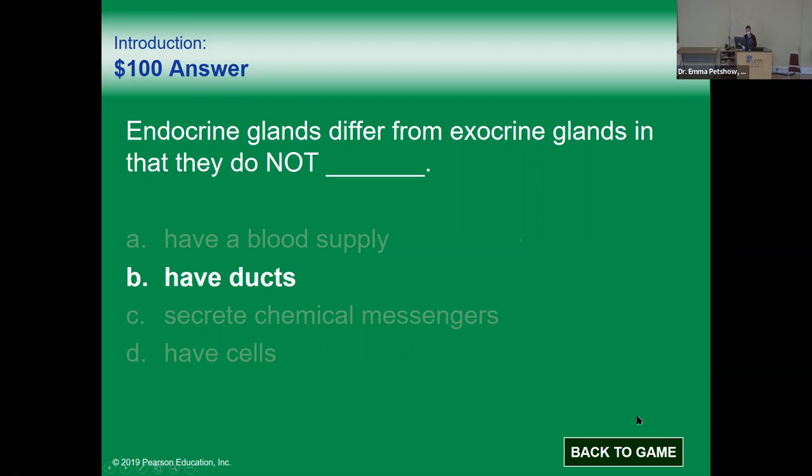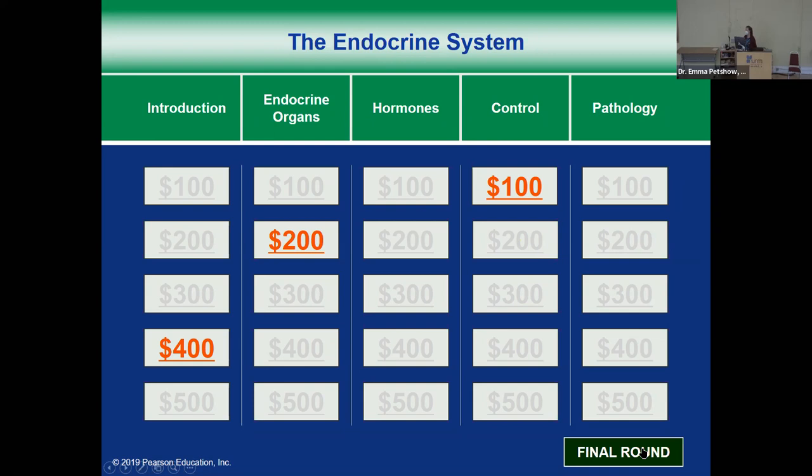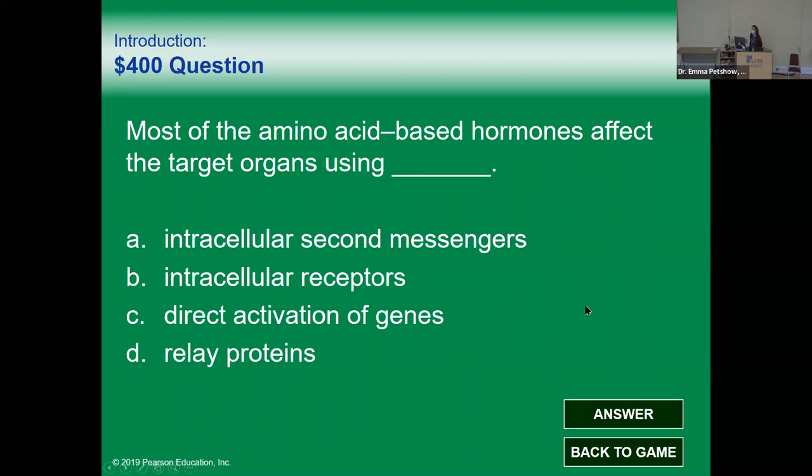Okay, control, endocrine organs, or introduction? Intro. We're feeling good about the intro. Okay, most of the amino acid-based hormones affect the target organs using intracellular chemical messengers or second messengers, intracellular receptors, direct activation of genes, or relay proteins. Most amino acid-based hormones affect target organs using... Good, awesome. Intracellular second messengers.